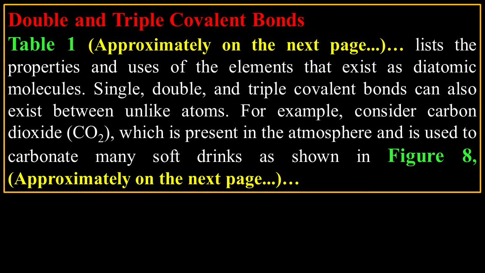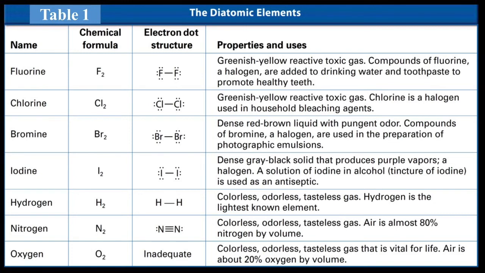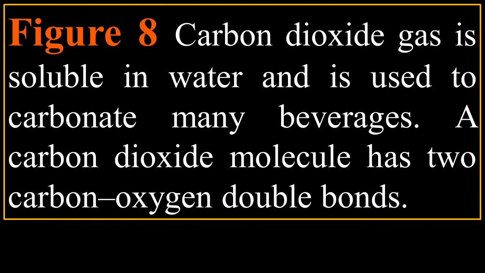Single, double, and triple covalent bonds can also exist between unlike atoms. For example, consider carbon dioxide, which is present in the atmosphere and used to carbonate many soft drinks, as shown in Figure 8, approximately on the next page. Here is Table 1, and it shows the diatomic molecules and their bonding structure from single to triple bond. And carbon dioxide gas is soluble in water and is used to carbonate many beverages. A carbon dioxide molecule has 2 carbon-oxygen double bonds.